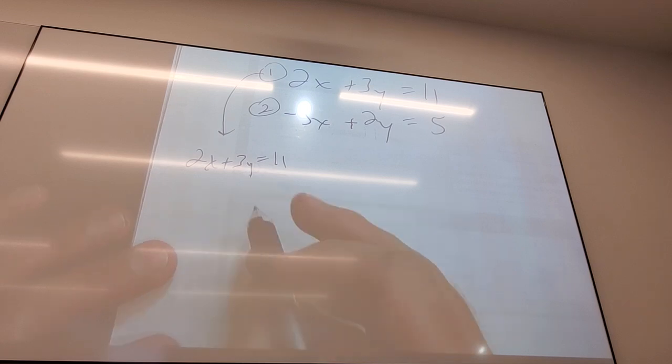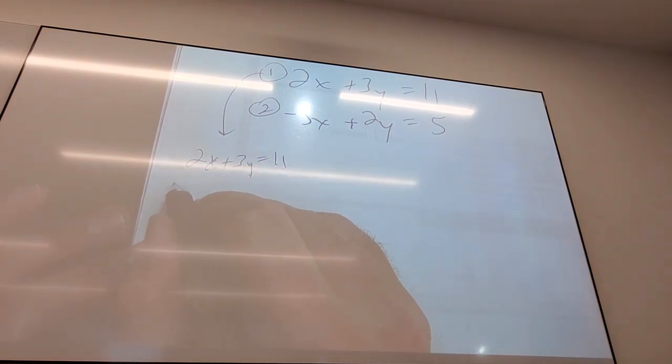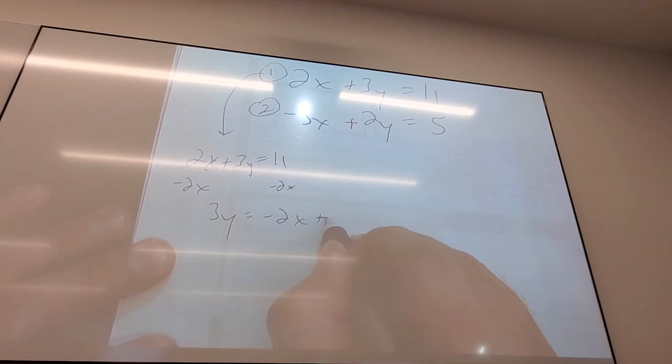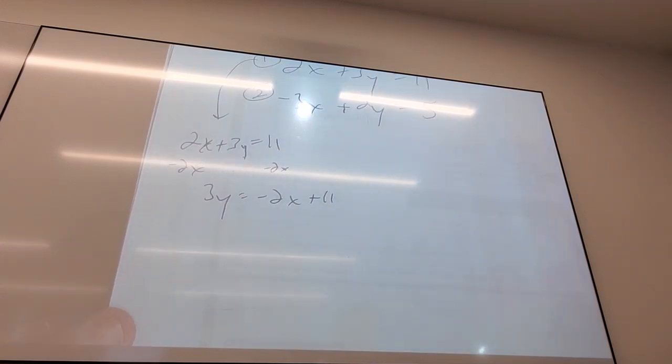You guys like your y-intercept you're getting? Bless you, I think. No. Does everybody pull that? Just subtract the 2x and then do what?